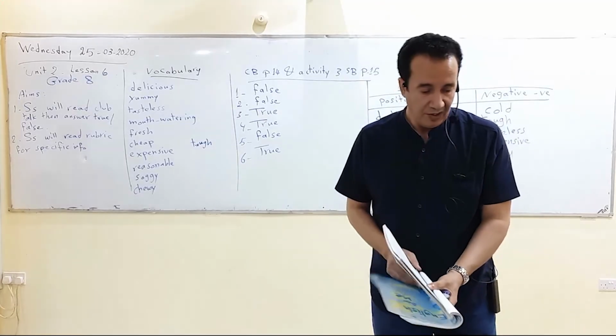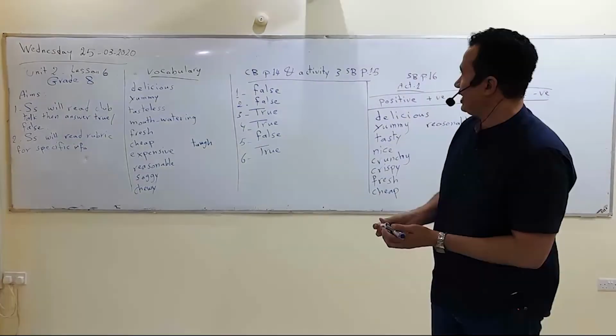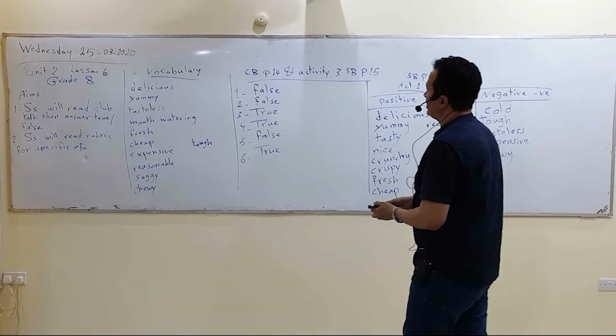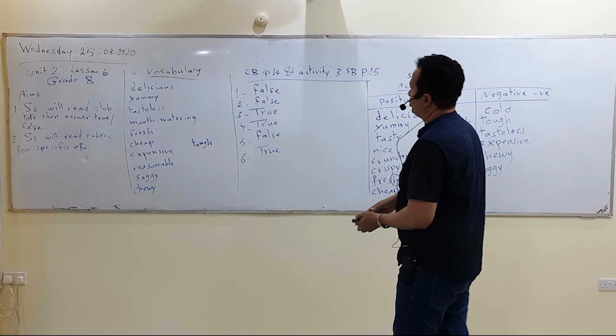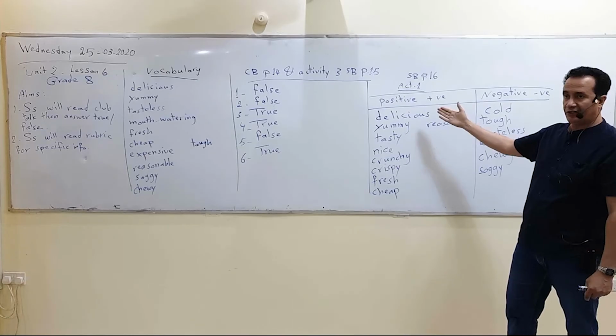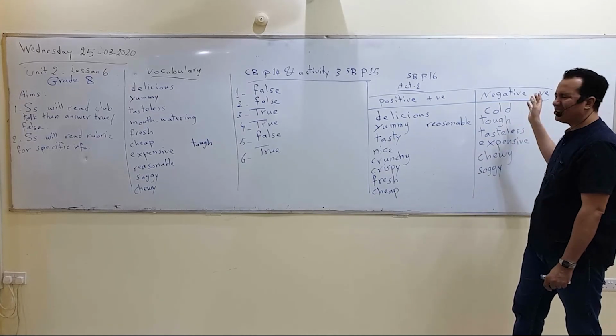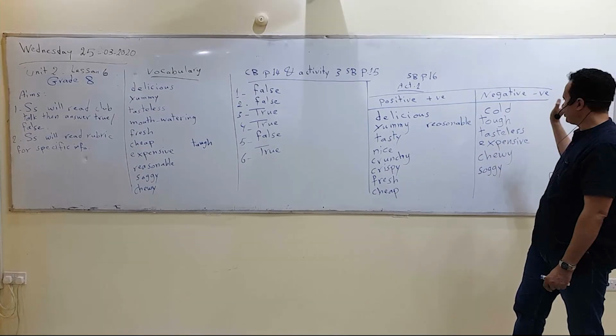So this is what we studied today, these two tasks. The first task was about reading. You have to read it, then you decide true or false. The second task was about food and drinks. And please be careful. Try to study these words, these vocabularies, these adjectives about positive and negative, how to describe the food. I hope we learned today how to describe the food or the drinks. Is it delicious, yummy, tasty, nice, crunchy, or is it bad? Is it cold, tough, tasteless, expensive, chewy, soggy? You have to decide that.